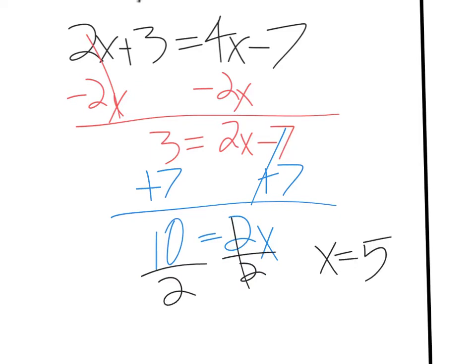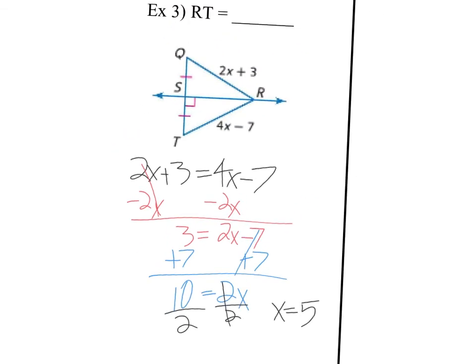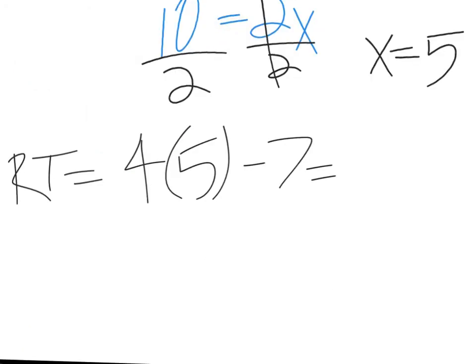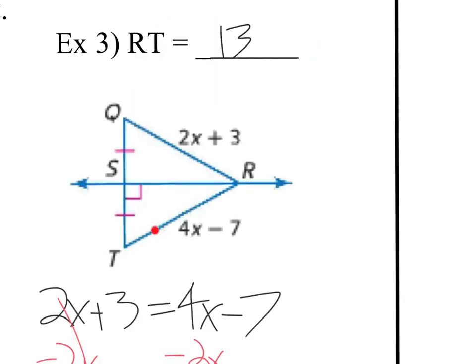So with x equal to 5, it doesn't really matter which one you plug it back into since they said we're set equal to each other. But it does say RT, so I'm going to plug it into the expression for RT, which is 4x minus 7. So replacing x with 5 will give me 4 times 5 minus 7. 4 times 5 is 20. 20 minus 7 is 13. So that means both of these sides will be 13.